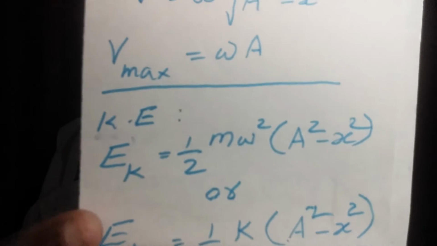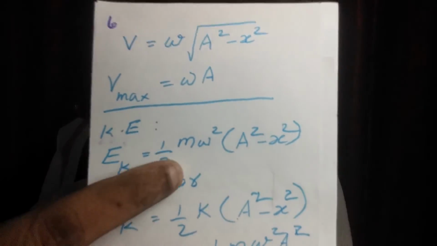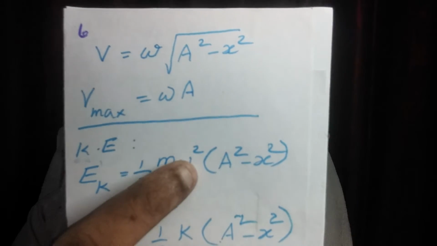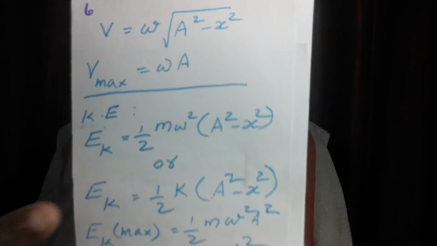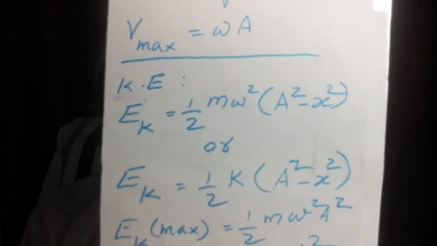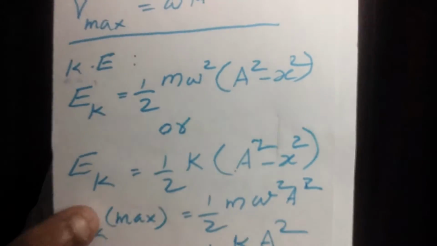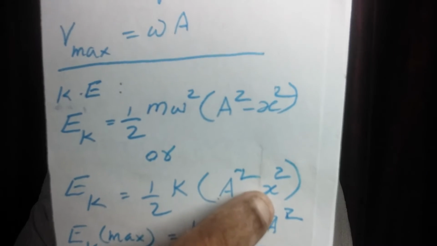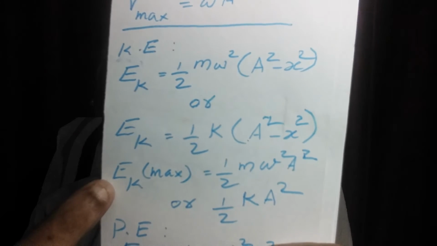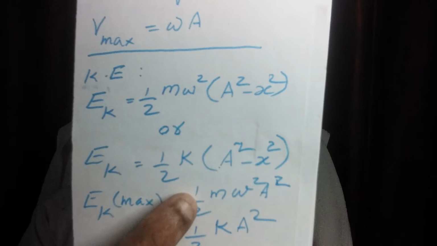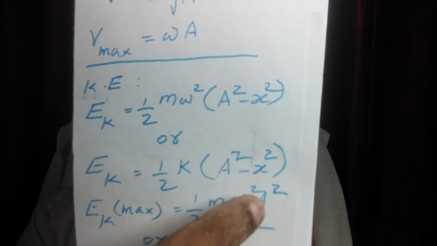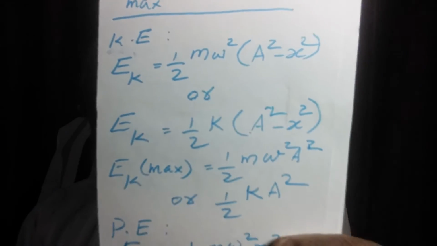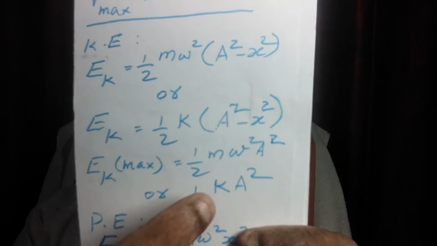Next point is kinetic energy of the oscillator or vibrator, that is given by half m v square. So this is half m omega square into a square minus x square, or m omega square is nothing but k, because omega square is k by m. Therefore m omega square is k. So you can rewrite the expression for kinetic energy as Ek equals half k into a square minus x square. And the maximum kinetic energy is when x equals 0, that is when the oscillator is at its mean position. And the maximum kinetic energy is given by Ek maximum equals half m omega square a square, or m omega square is k. So Ek maximum is half k a square.